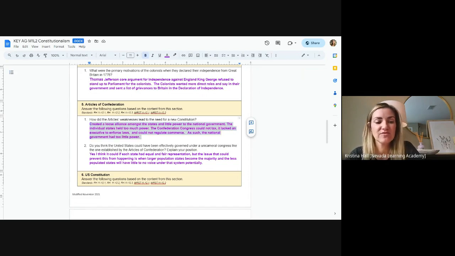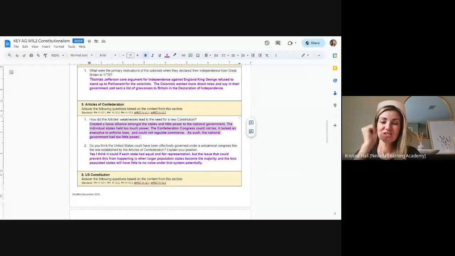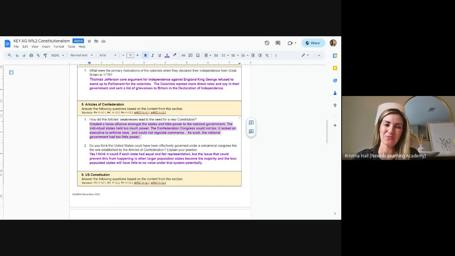Okay, so this is number 5. So basically, it was a parent with no authority, and the kids were running the show. The states were running the show. And it just didn't work. And what, are you going to get all the kids to agree that the parent should have authority in order for the parent to have authority? It's not going to happen. There's going to be a holdout. So this is why they had to start from scratch, basically.